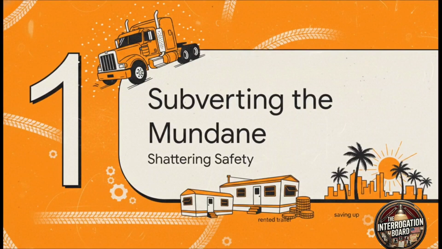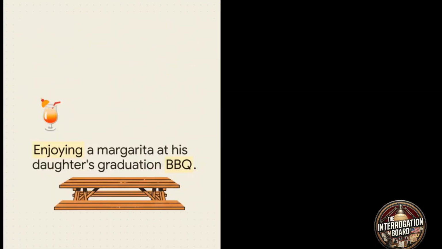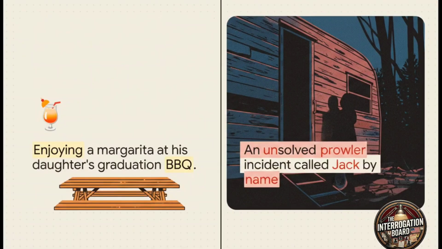Section 1. Subverting the mundane and shattering personal safety. To really make an audience care about a case, you have to ground the tragedy in something relatable. Take our victim, Jack Reed. He was a former foster kid, working tirelessly toward a quiet retirement, completely unaware of the threat that was looming over him. The narrative actively juxtaposes this incredibly safe, everyday family setting against a lingering terror.